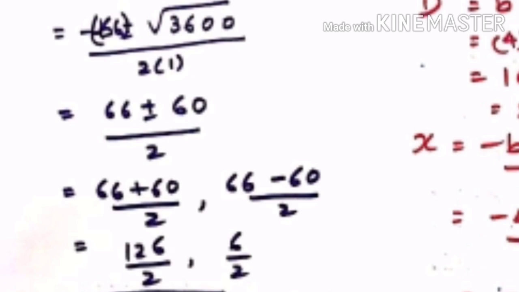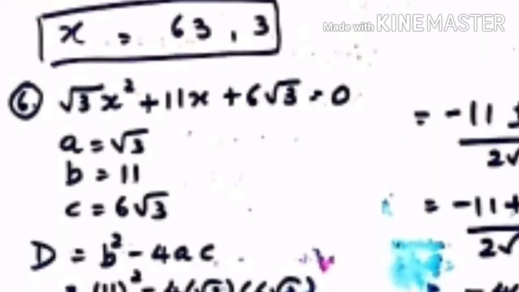So 66 plus or minus 60, that is the square root of 3600, and the denominator is 2 into 1. So 66 plus or minus 60 upon 2. Separately we take one with the plus sign and one with the minus sign, and then we get our answers, 63 and 3, by calculation.